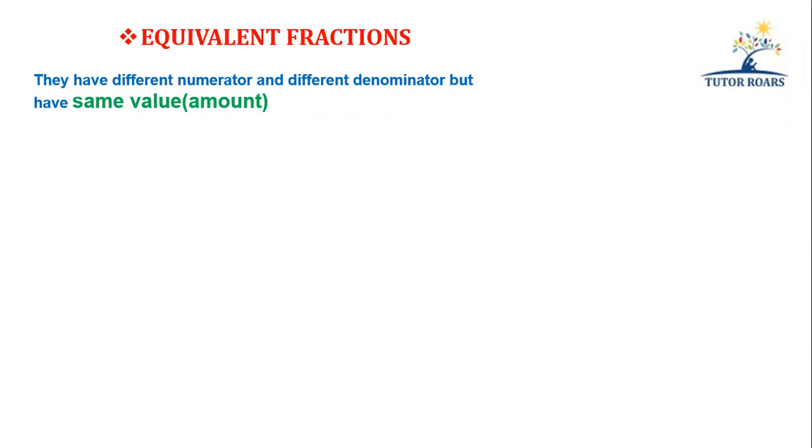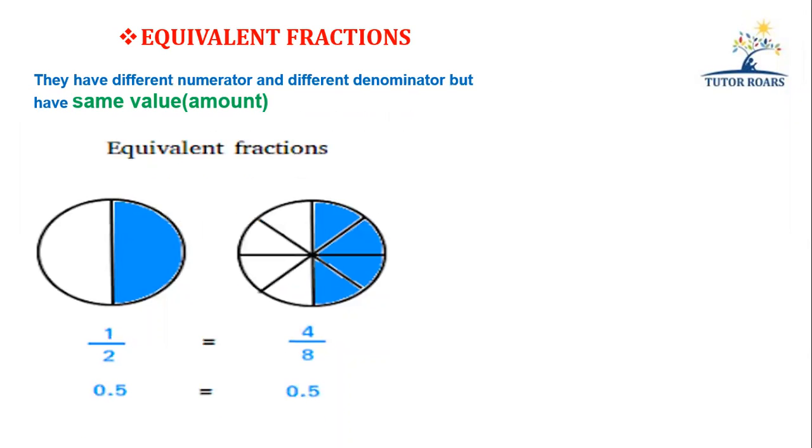For example, here we have two different diagrams. For the first one, it is already written that one part is colored out of two, so its fraction becomes 1/2. For the second one, we have four parts colored out of eight equal parts. These both seem to be different, but they are actually not.